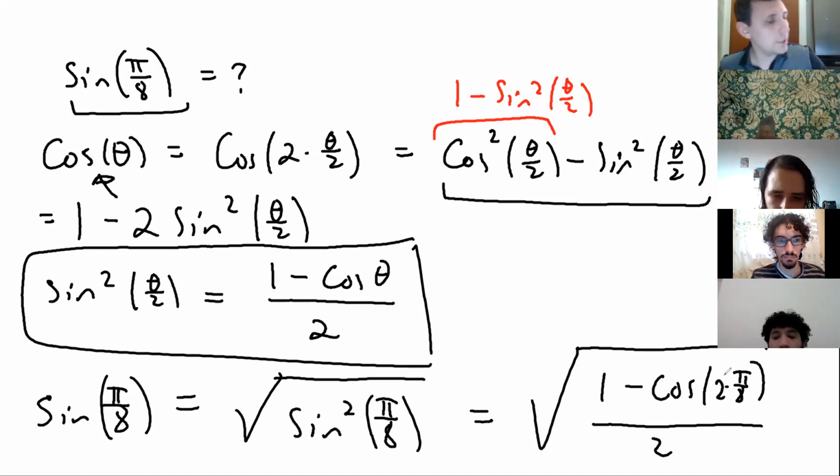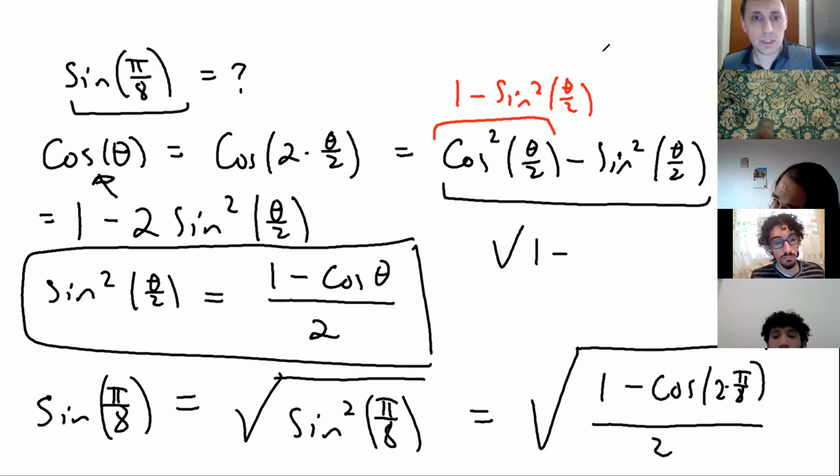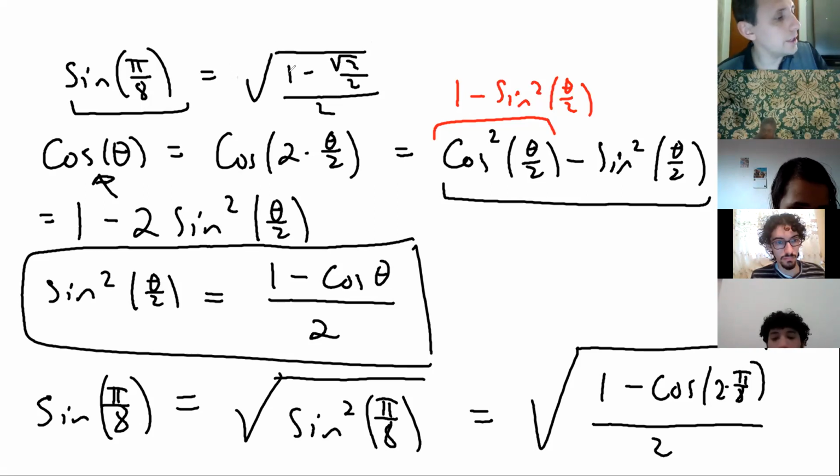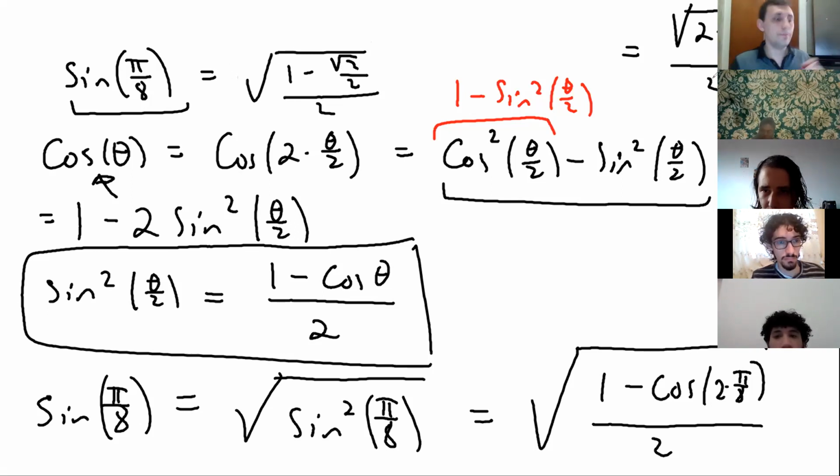Like this, right? So what is that? I know what's cosine of pi over 4. 2 times pi over 8 is pi over 4. Cosine of pi over 4 is root 2 over 2. So what I have is the root of 1 minus root 2 over 2, divided by 2. And I can simplify it, multiplying top and bottom by 2. So that's the same thing as the root of 2 minus root 2, divided by 2. And I have my formula for sine of pi over 8.